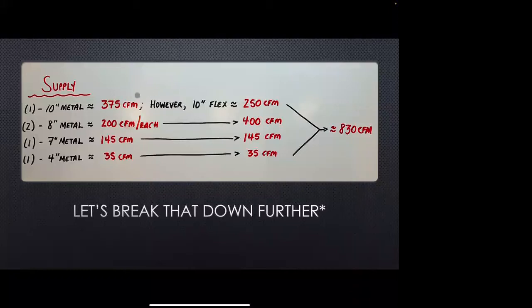Should I account for the 375 or should I account for the 250? 250. Absolutely. And that's because that's our smallest one. That's where our restriction is. If you have 8 lanes of traffic that go to 4 and there's a traffic jam at that point, well, everything else is going to be slowed up. So I look at it that way. I explain it that way with the homeowner, and they seem to understand that as well. 8-inch metal, 200 CFM each. Multiply that by 2 is our 400. 7-inch metal, 145. And then 35 roughly on our 4-inch metal, equaling 830 CFM.